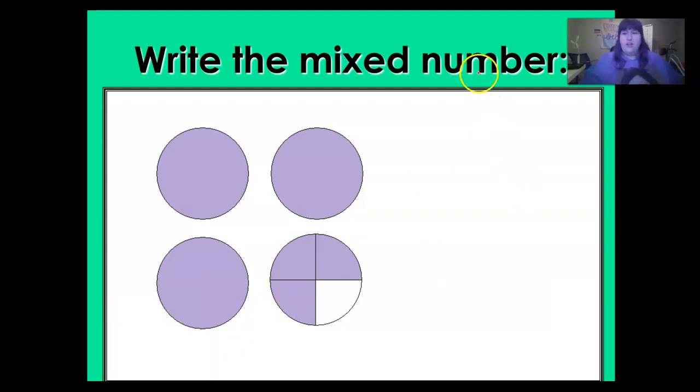All right, so write the mixed number. How many wholes do you see? 1, 2, 3. So we have 3 wholes, and our extra fractional piece, we have 3 parts. And how many parts were there in the whole? 1, 2, 3, 4. This should be 3 3/4. What do we think? There we go, 3 3/4.